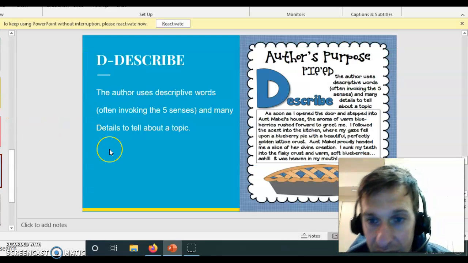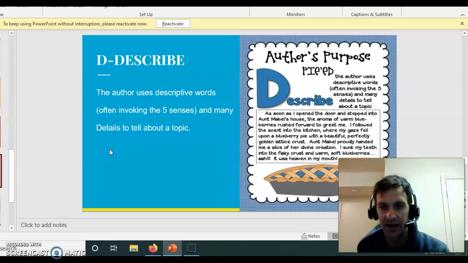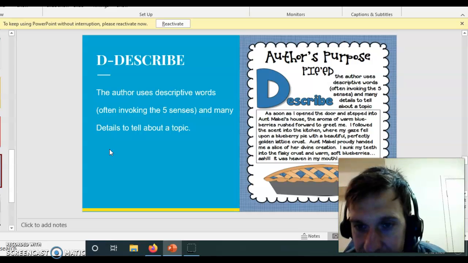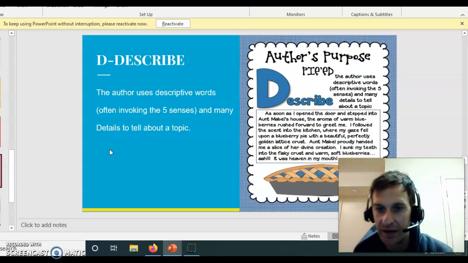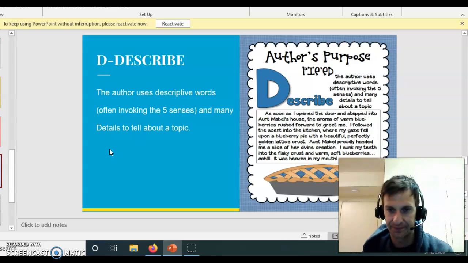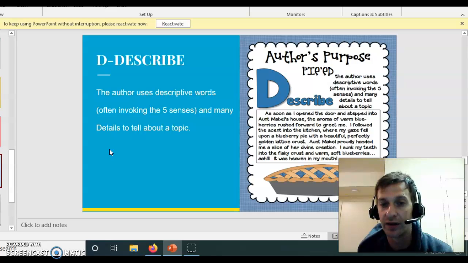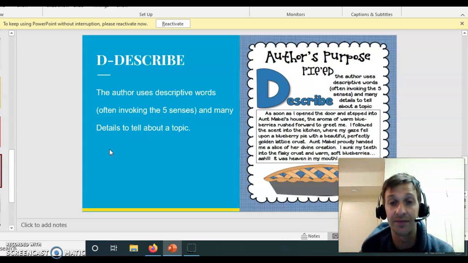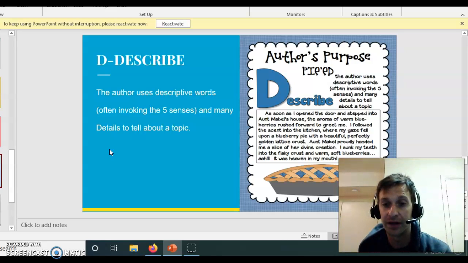All right. As soon as I opened the door and stepped into Aunt Mabel's house, the aroma, right? We think about the smell of warm blueberries rushed forward to greet me. I followed the scent into the kitchen, where my gaze fell upon a blueberry pie. Gaze, my eyes, with a beautifully perfect golden lattice crust. All right? It's describing the pie. It's making you think about it. It's making your eyes think about it. It's making you smell it. It's putting you in that place where you can actually see that pie.